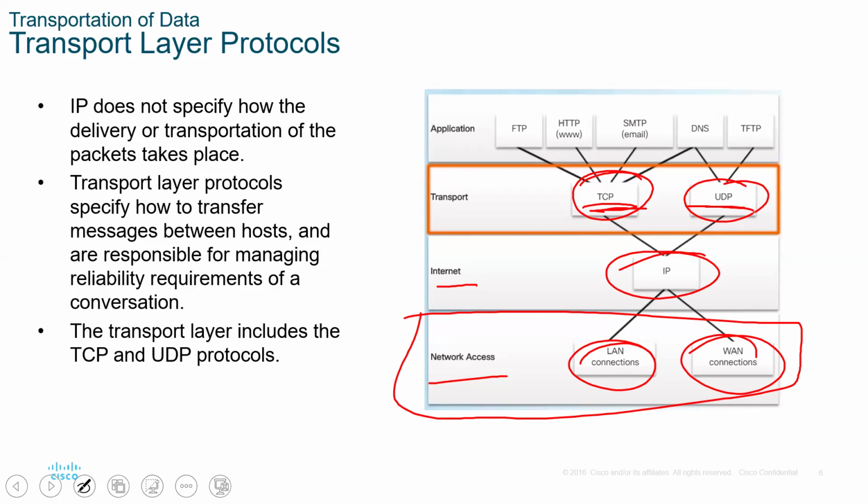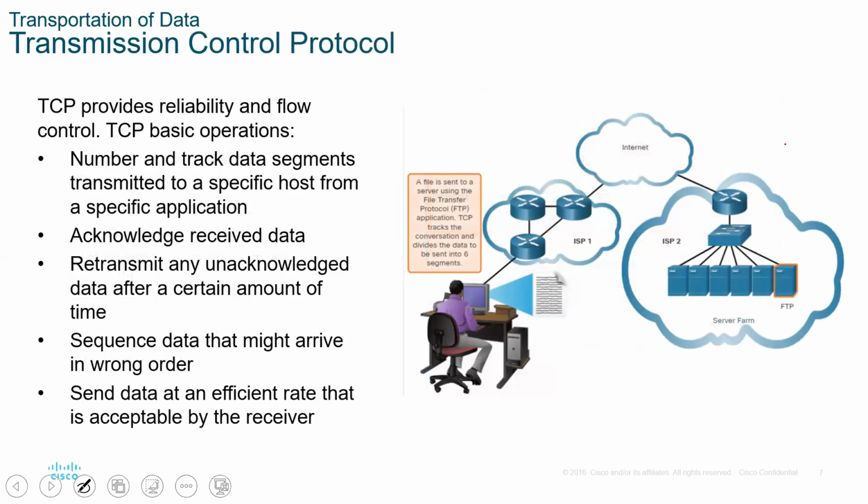Then finally, you go to the application layer where you generate data, whether it's FTP, or you are browsing the web, or you are sending email, or you are doing a DNS query, or you are transferring files.